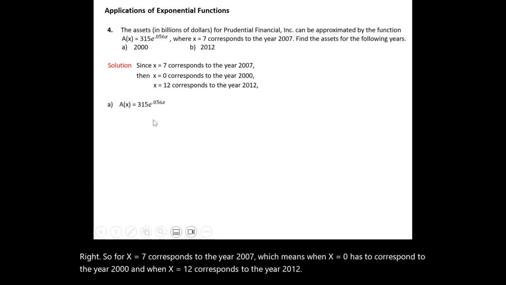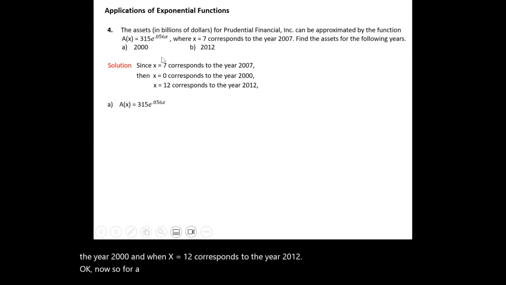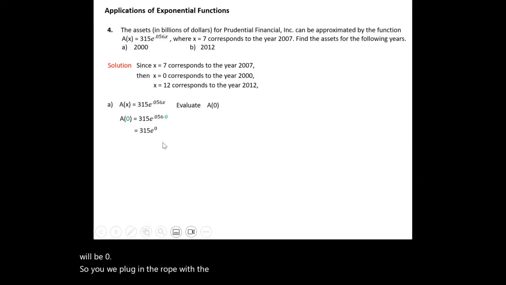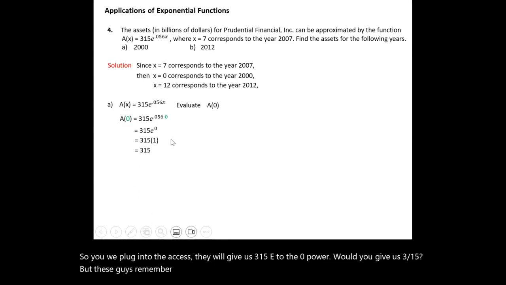Now, for part A, we're going to evaluate it at 0, because the year 2000 means that x will be 0. So we plug in 0 for the x's. It will give us 315 e to the 0 power, which will give us 315. But remember, it's in billions of dollars. So it's going to be $315 billion.